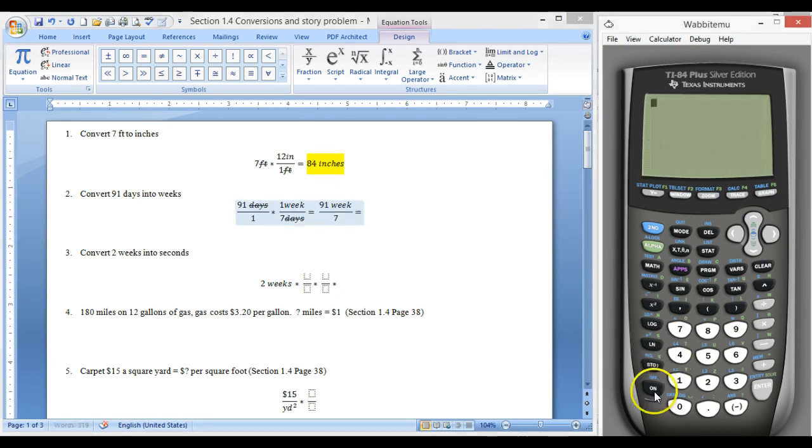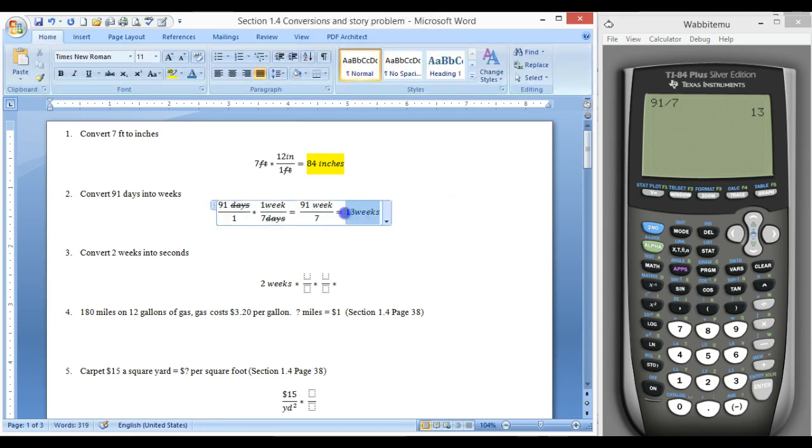And over here I'm going to use my little application of the TI-84 Plus, and I'm going to type in 91 divided by 7, press enter on my keypad, and I could press these buttons down here. I also can just use my keypad and that works just as well. So that gives me 13. Now I look back over and the only unit I have left is weeks, so it's 13 weeks, and I'm going to highlight that so that we can all see that that's the answer.